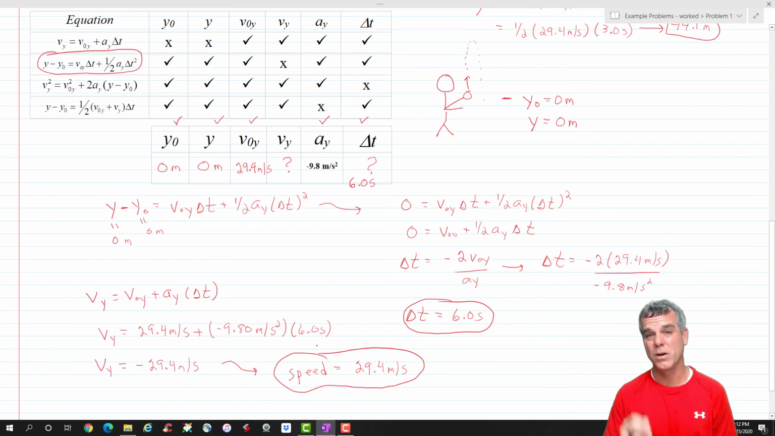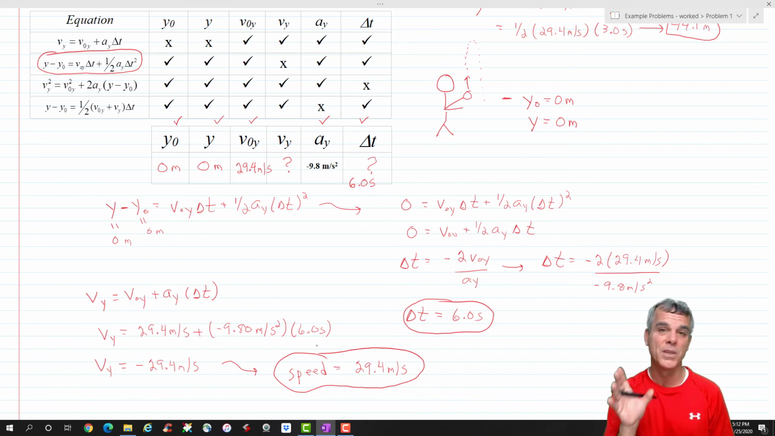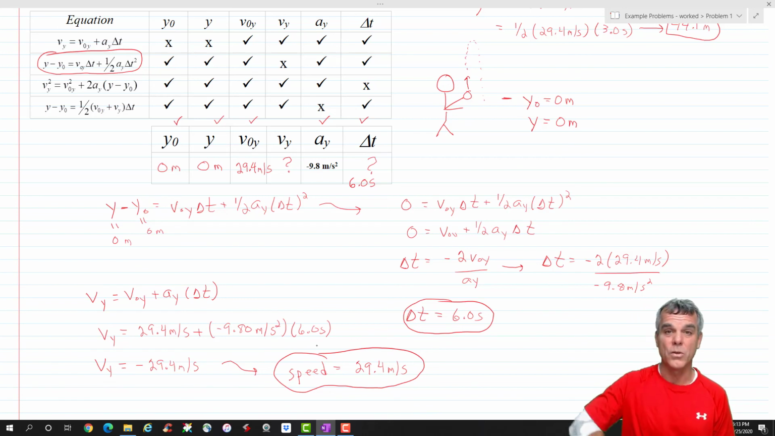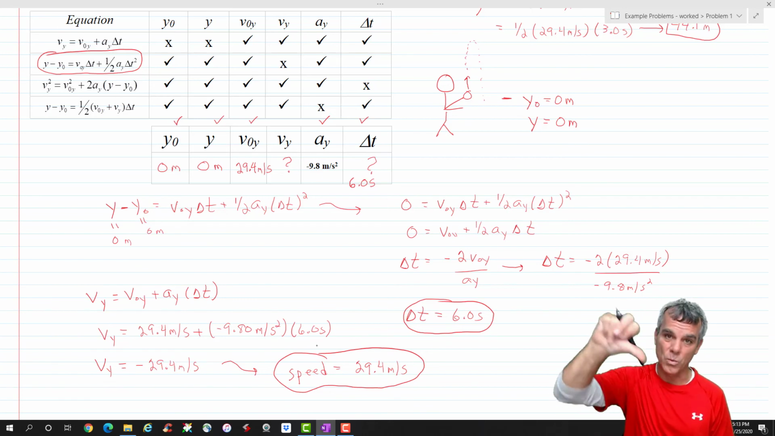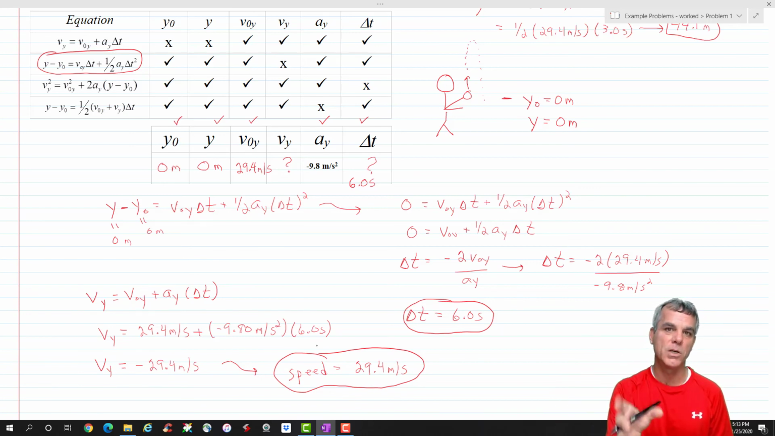Key takeaway from this part of the problem is that if I throw an object straight up in the air, the speed at a given height is going to be the same. So if I throw it up at 29.4 meters per second, I'm also going to catch it at 29.4 meters per second, assuming I catch it at the same height I threw it at. Now the velocities will be different. On the way up, the velocity is positive. On the way down, the velocity is negative. But at a given height, the speed is going to be the same on the way up as it is on the way down, but the velocities will be opposite to each other because they're traveling in different directions.